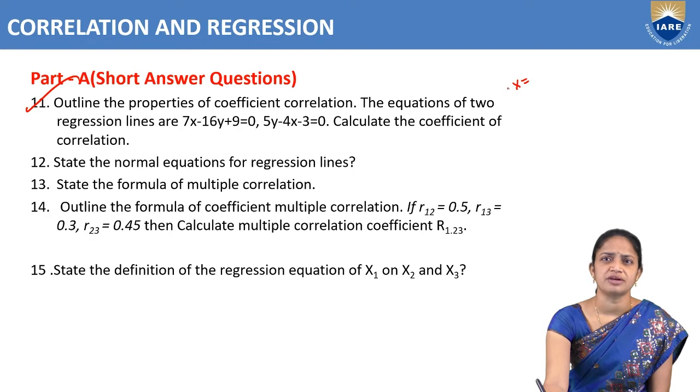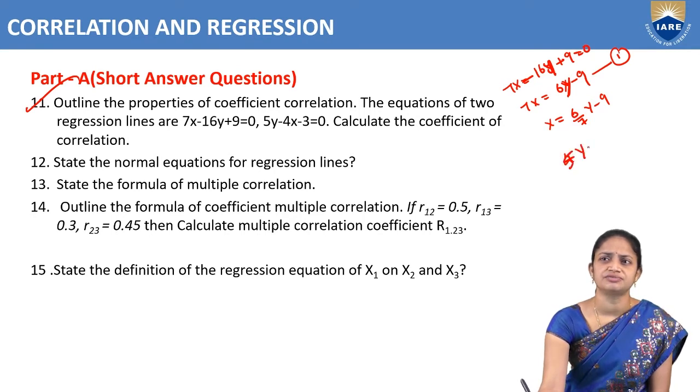So here they have given 7x minus 6y plus 9 equal to 0. From that we will get 7x equal to 6y minus 9. So x equal to 6 by 7 y minus 9 by 7. Let us consider this is equation 1. Next we need to find the second line.